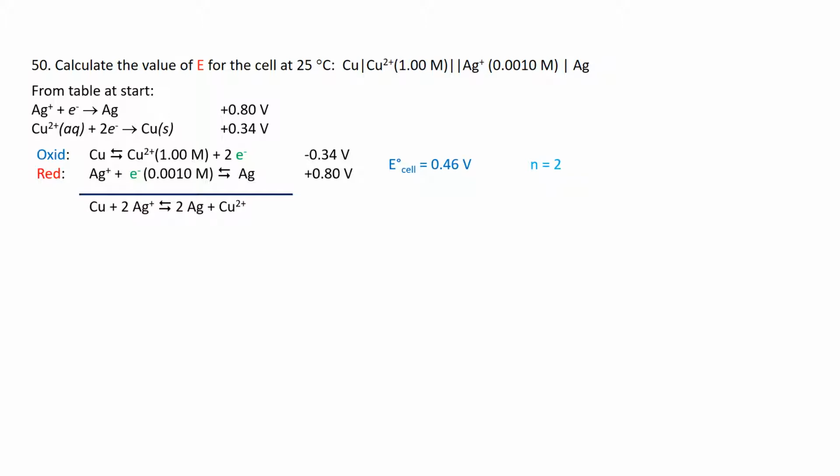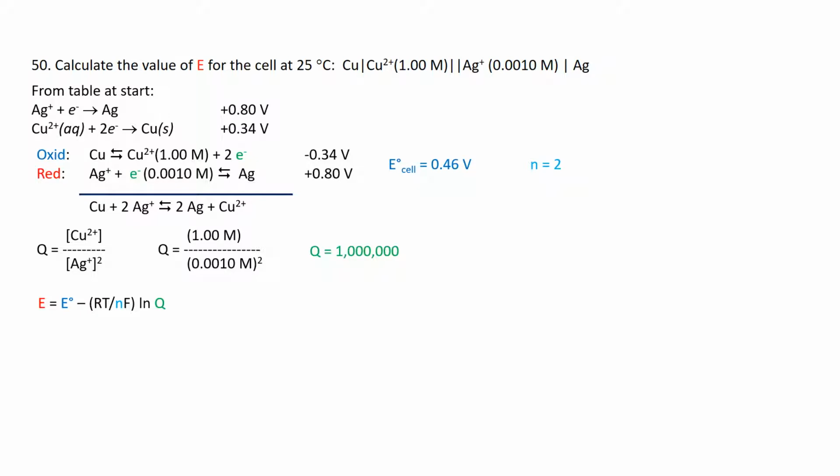Now, there is the overall equation: copper plus 2 Ag+ goes to 2 Ag plus copper 2+. From that, we can get Q. We're not at standard state, so we need to figure out what Q is. The copper is a solid, the silver is a solid, so those do not feature in Q. And we are told these concentrations: copper 2+ concentration of 1, silver+ concentration 0.001, so we can calculate Q is 1,000,000, 1 times 10 to the 6.